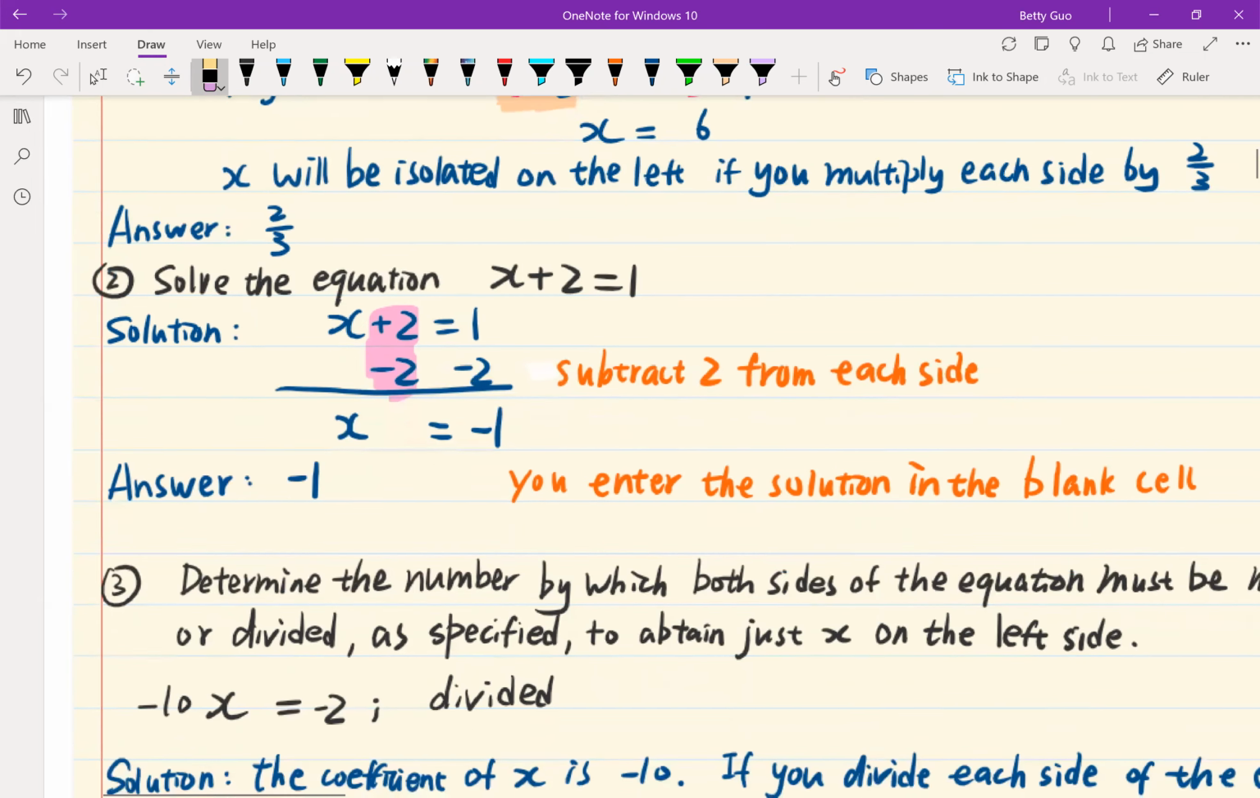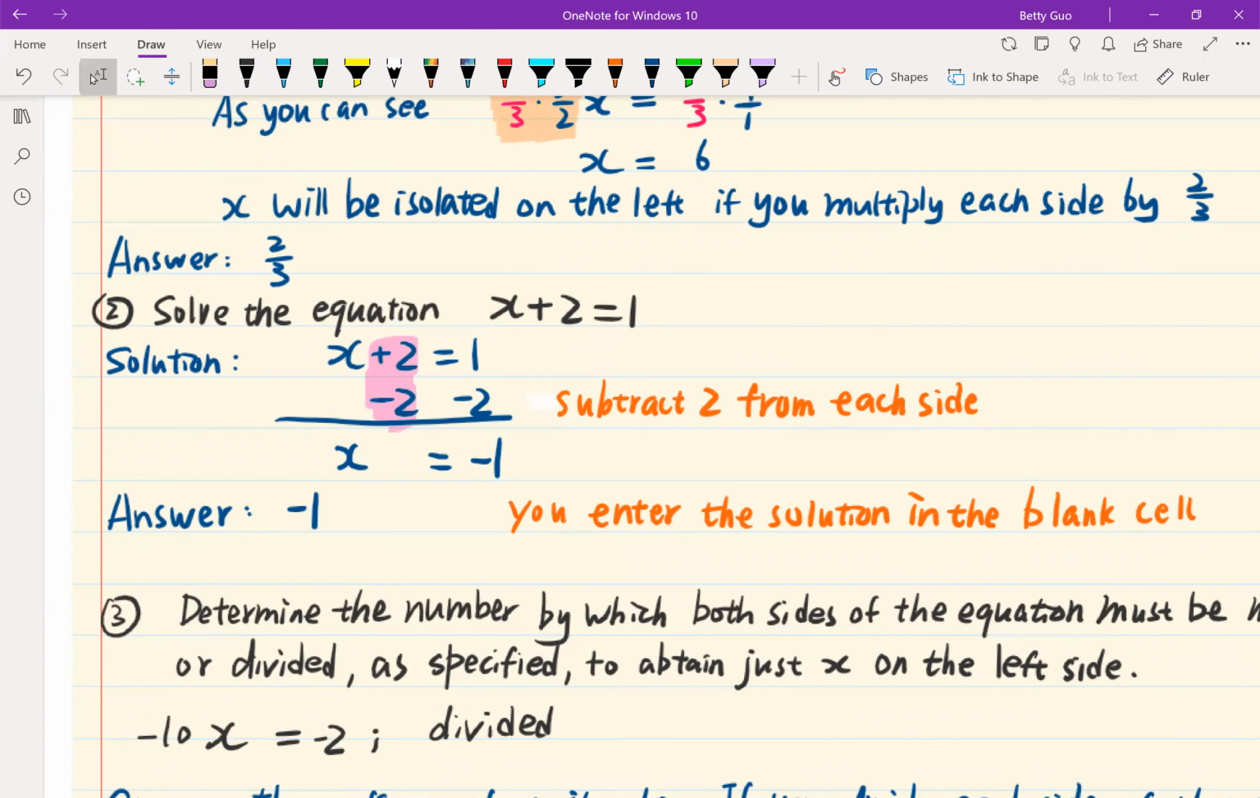Number 3. Again, you are not solving. You are looking for the number you are going to divide both sides of the equation by, such that you can isolate x on the left. I will give you a little time. Please complete the requirement. That's the same thing you're going to see tomorrow in test 2. Determine the number by which both sides of the equation must be multiplied or divided as specified to obtain just x on the left-hand side.